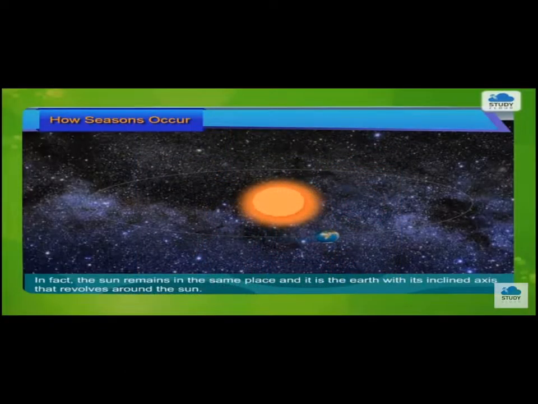And what do you understand, students? What you have to keep in mind: in fact, the sun remains in the same place, and it is the earth with its inclined axis that revolves around the sun. Inclined means sloping axis. Okay, so this is very important.